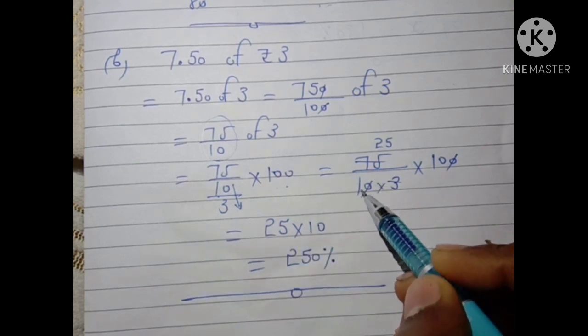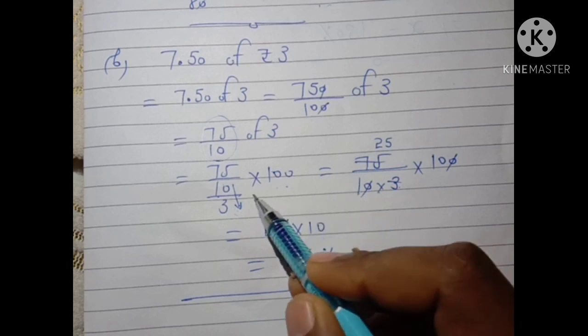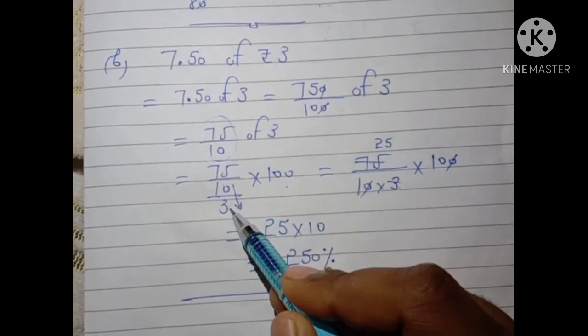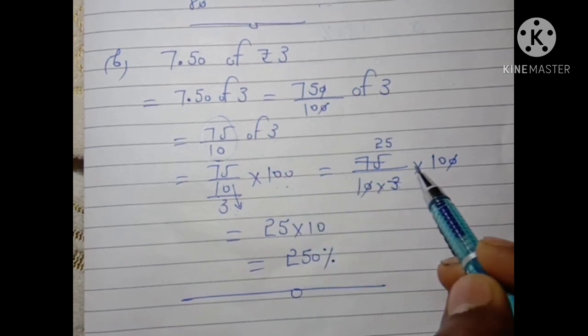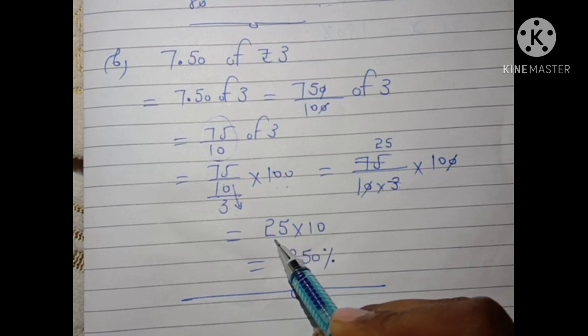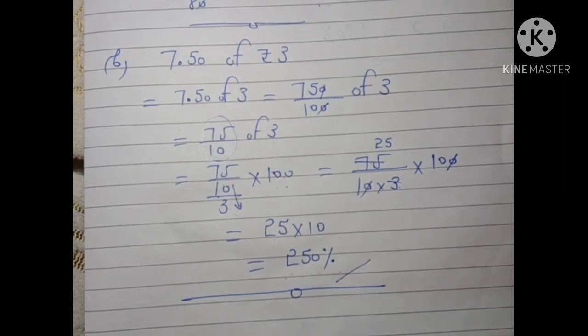Means it will become 10 into 3. You have to take this 10 here, so with this 3 it will become 75, then 10 multiplied by 3 into this 3 as it is. And then after doing the calculation it will become 25 into 10, and then it will become 250%. So this is the solution.